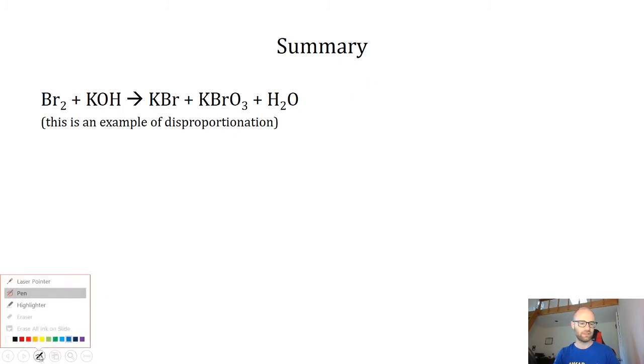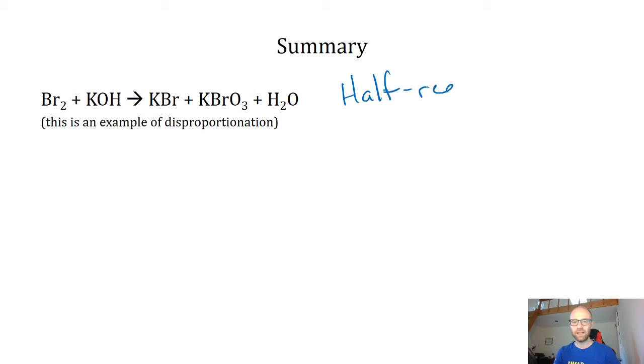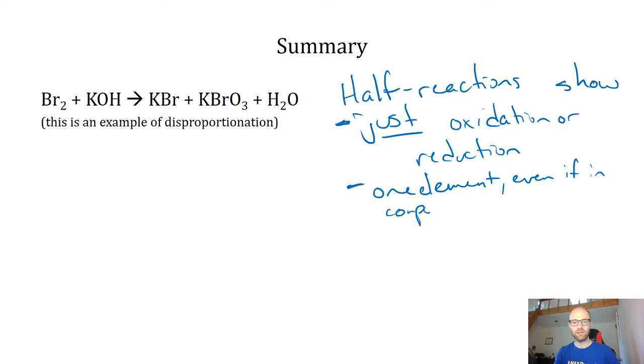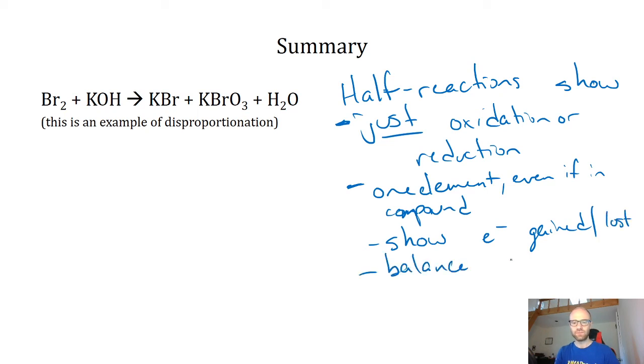In summary: half reactions show just oxidation or reduction. They show one element, even if in a compound, and show the electrons gained or lost, balanced for charge.